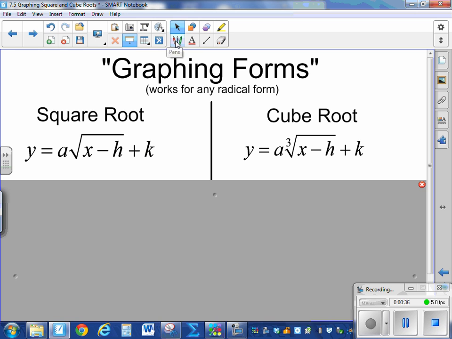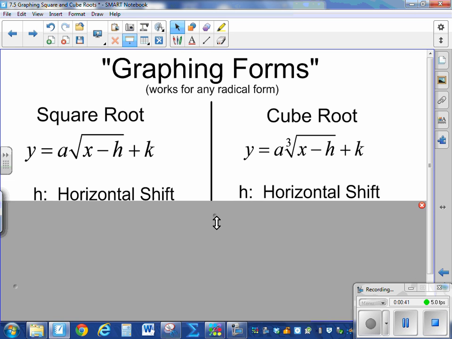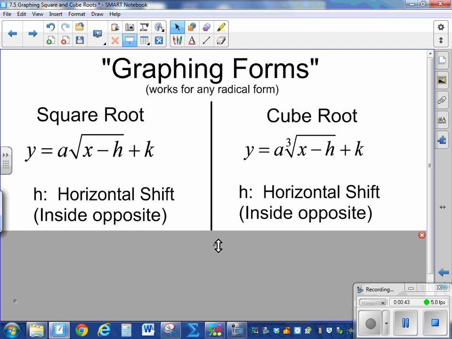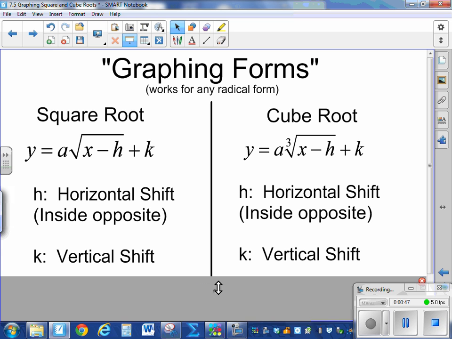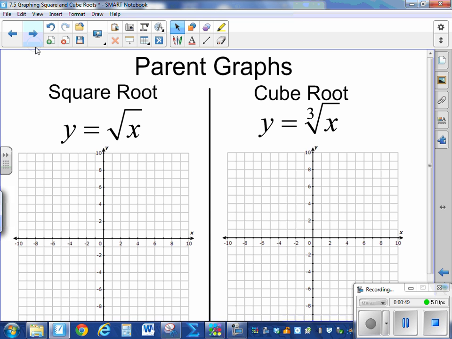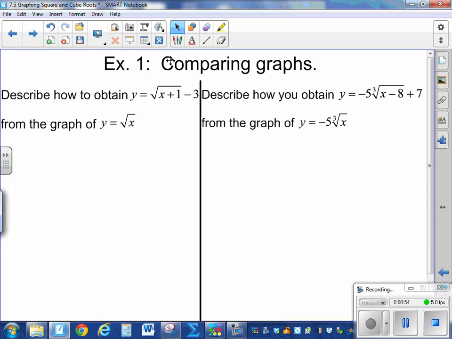One thing to make sure you remember is that the inside is opposite. We went over this in class also. H is your horizontal shift, so that's left and right shift. K is your up and down shift, that's your vertical shift. All right, so the parent graphs, we went over that in class, so I'm going to go over those.